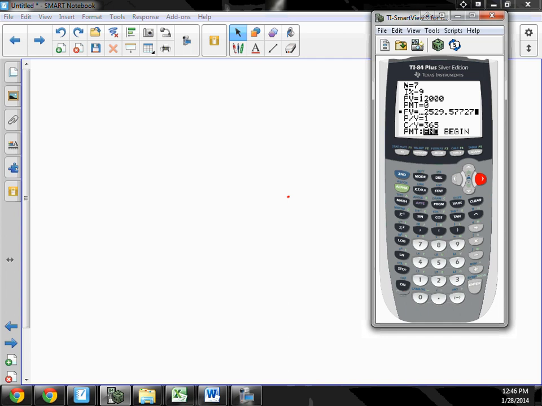What will second up do? It makes your screen darker. Second down makes your screen lighter. So I don't know if you knew that.